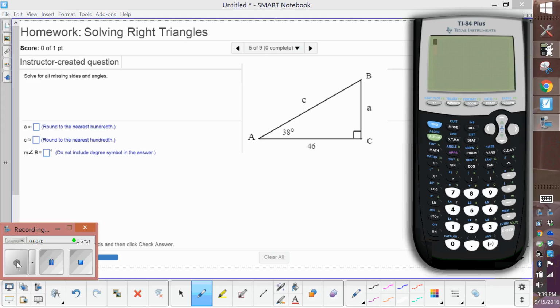All right, students, this is Mr. Leifer. This is from Solving Right Triangles, problem number 5. My goal here is to find all the missing parts. So I need to find angle B, I need to find side little a and side little c. I'm going to start off with the easiest part.